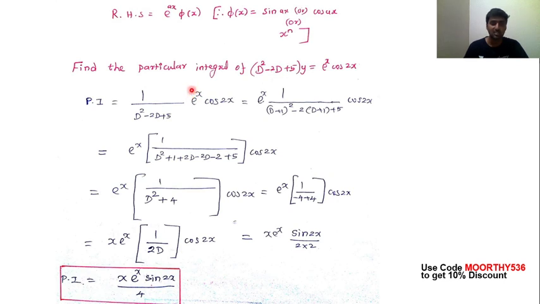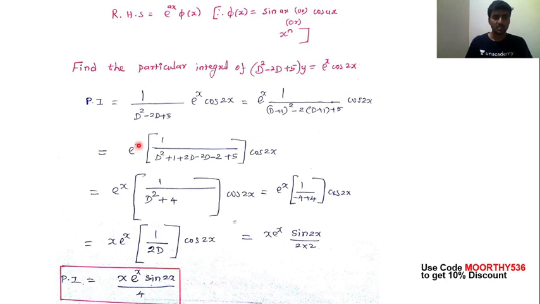So the coefficient of x is called the parameter constant a. Here a is equal to 1. Then we have to take this e power x front side. In the denominator, instead of capital D, we are replacing capital D plus 1. So (D plus 1) the whole square minus 2 into (D plus 1) plus 5, into cos 2x. Then we have to simplify this denominator. Then we have to operate the equation with the cos ax format.